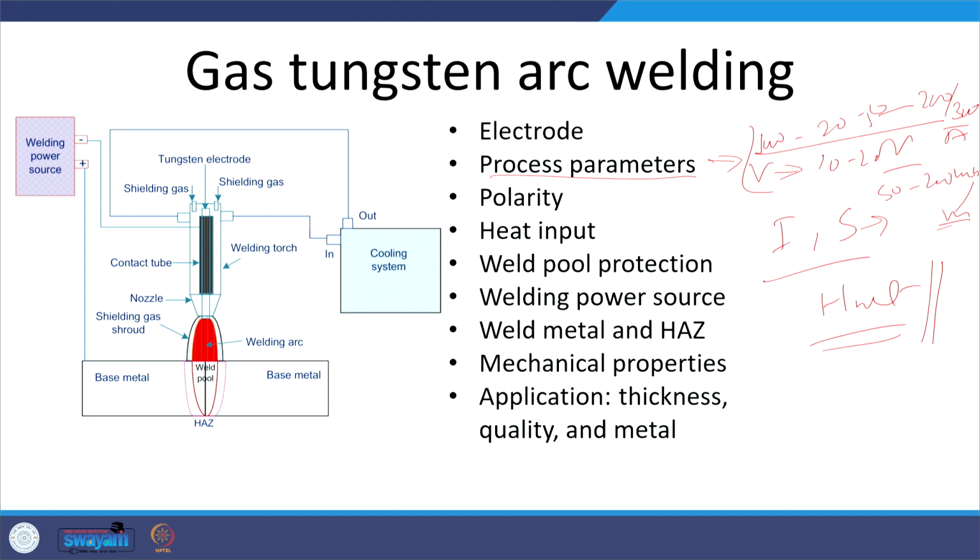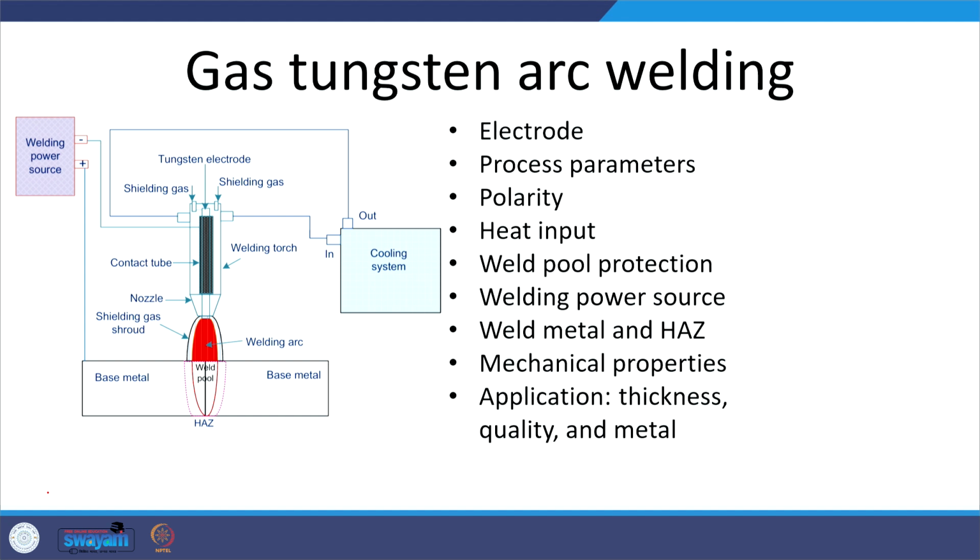If we reduce the speed, heat input will be high, because H net depends simply on V I by S for a given thermal efficiency. So, increasing the speed will reduce the net heat input, and increasing the welding current will increase the net heat input. These two, V and I, are used for adjusting the net heat input to be supplied during welding. About the polarity, I have already talked about it. Mostly for ferrous metals we use DCSP, and for non-ferrous metals we go for DCRP.